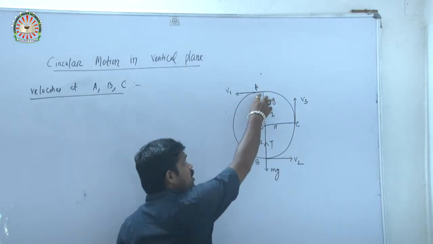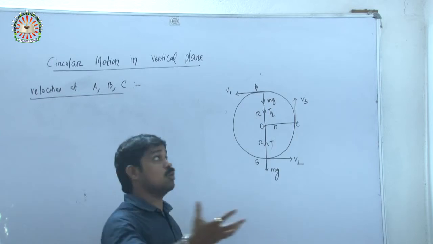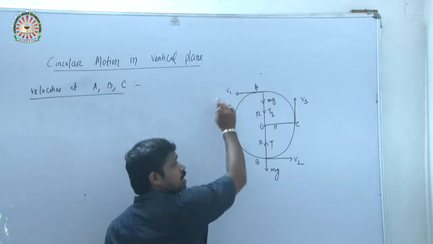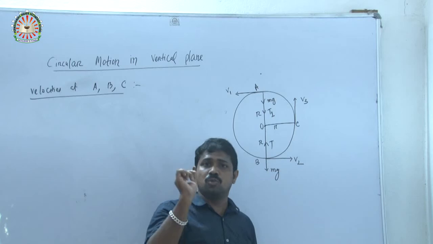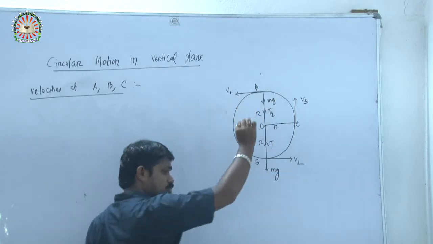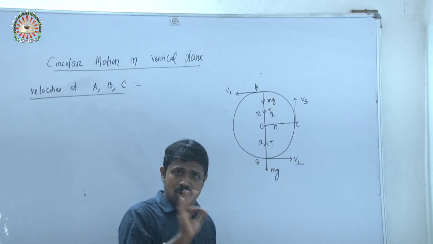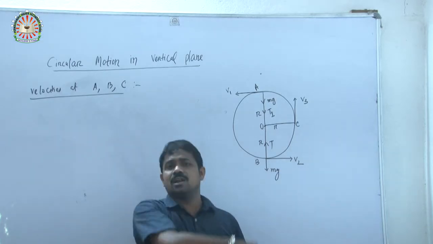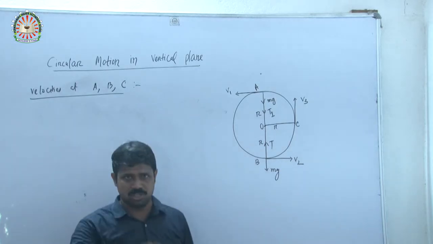Clear? It will not hold here at the top position. So let us find out what is the value of v1. Clear? Okay. So that means the minimum velocity with which the string can persist at the topmost position and should not be slacked down, that velocity is called your critical velocity or minimum velocity.